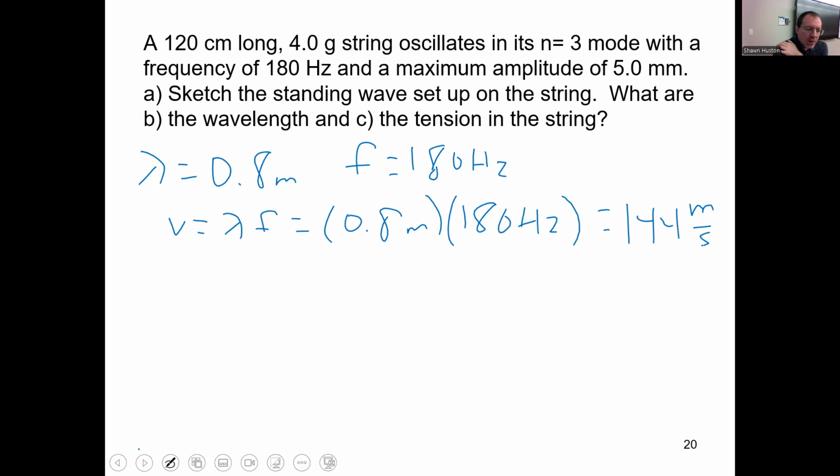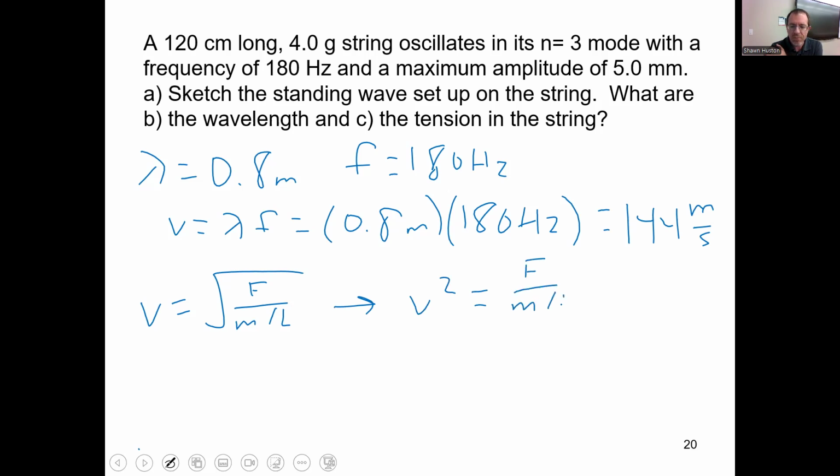Now that we have that, we can think back to prior information. This says the speed of a wave on a string is equal to the square root of the tension in the string divided by the string's linear mass density. I can rearrange this equation a little bit by squaring both sides, and then solve for tension, my force F there. If I multiply both sides by m over L, I get that tension is equal to v squared times m over L.